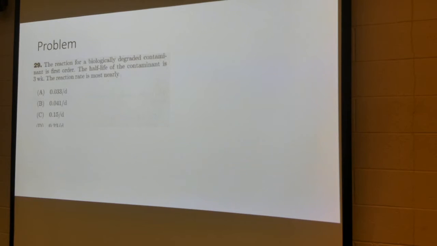So last problem for the reaction order. We have this problem over here that's just a biologically degraded contaminant following a first order reaction. It's telling us that the half-life of the contaminant is 3 weeks, and it's asking what's the reaction rate. So I'll let you work on this problem, I'll give you 3 minutes, because we haven't done this today yet. Half-life is a concept, as the name suggests: concentration gets to half of what it was in the beginning.